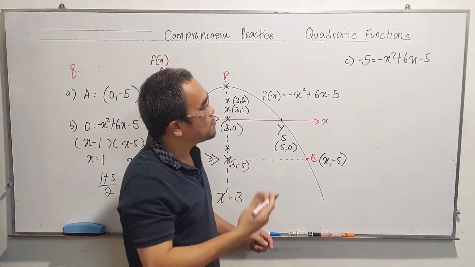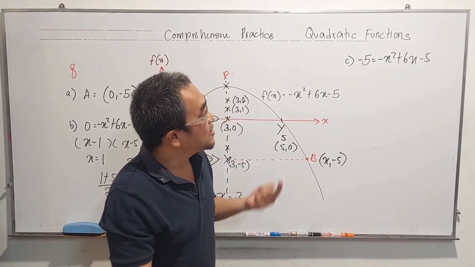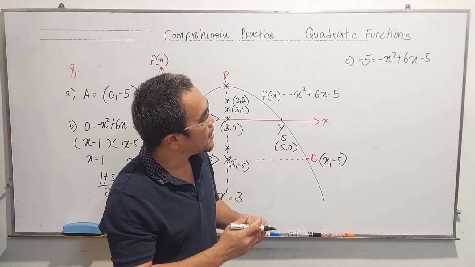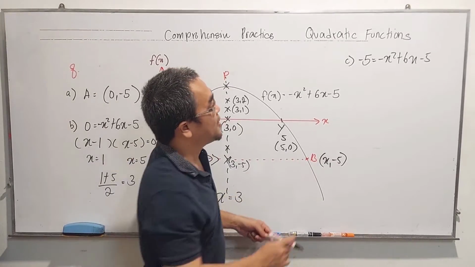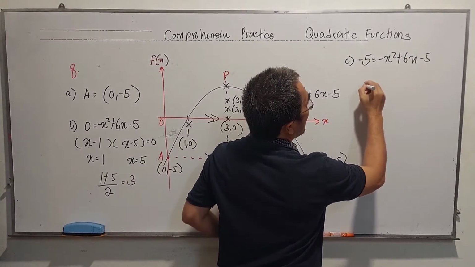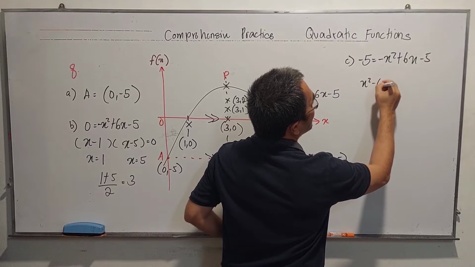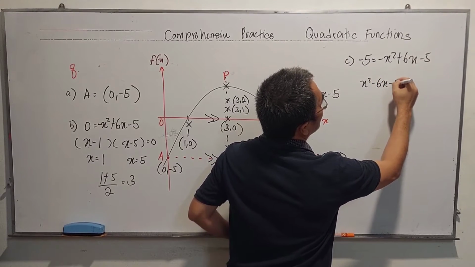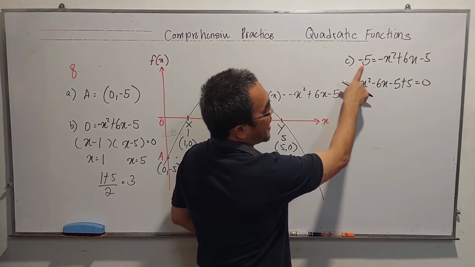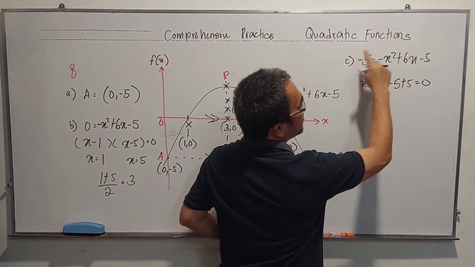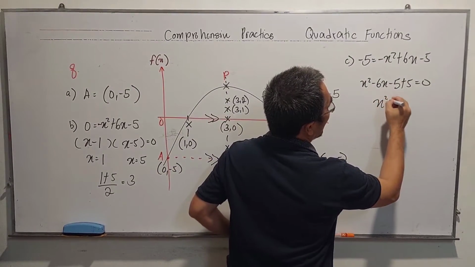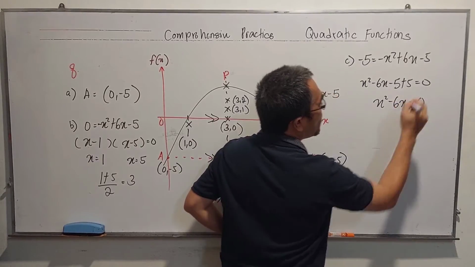Because this is a quadratic equation, in order to solve that, we will have to make it into general form. Maybe I bring everything to the left side. I have here x squared minus 6x minus 5 plus 5 equal to 0. -5 is this side. Then the -5 here, you bring to the other side, it becomes plus 5. So what you have here is x squared minus 6x equals 0.